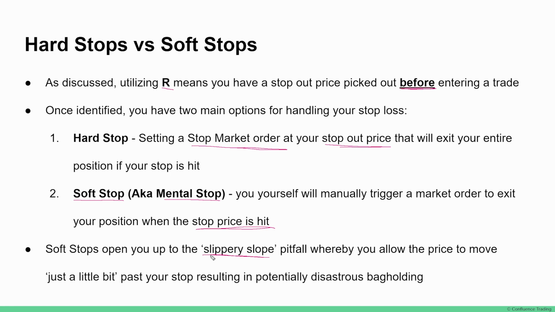Well, you do that and then let's say that price flushes or news comes out, and then suddenly now you're 5R down when you only wanted to risk 1R.